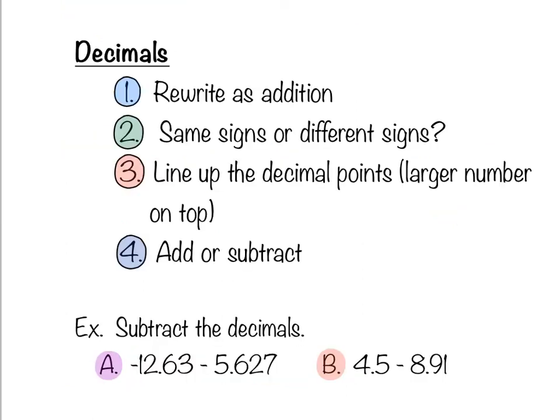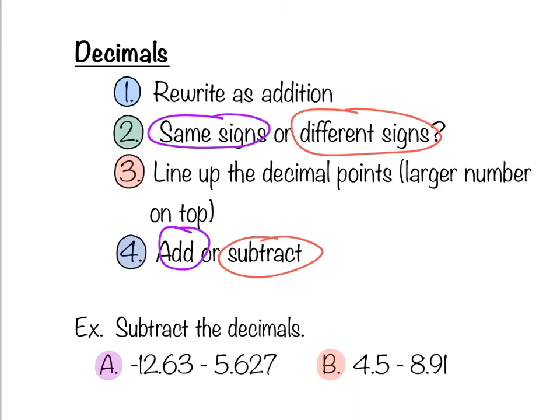All right, so let's start with decimals. When we are subtracting decimals, we want to rewrite it as addition. We want to check to see if it's same signs or different signs. We want to line up the decimal points, putting the larger number on top, and then we're going to add or subtract depending on whether we have same signs. If we had same signs, we would add. And if we have different signs, we would subtract. So these are the same rules that we used for adding decimals, except with the one additional step of rewriting it as an addition problem first.